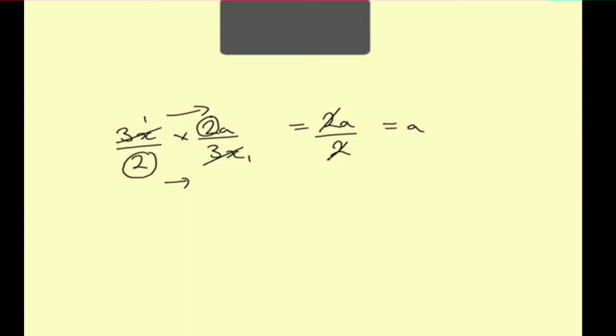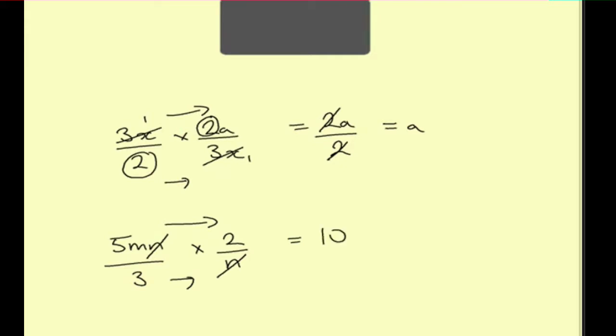So let's do another example. 5mn over 3 multiplied by 2 over n. So again we can cross cancel, so we can cancel this n with this n over here, then multiply straight across. So 5m multiplied by 2, that's going to give 10m. Got a 1 on the bottom here, so 3 times 1, that just gives 3, so we're left with 10m over 3.